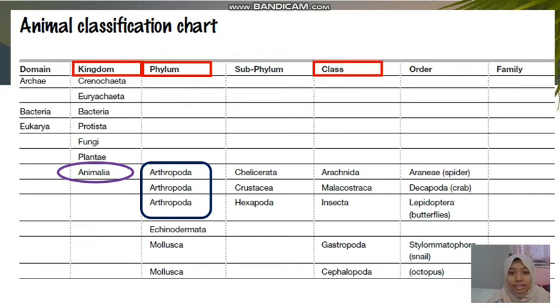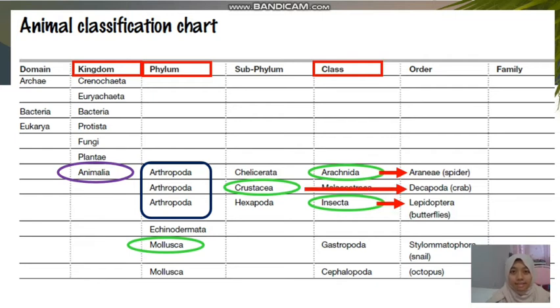Go to the class. There are three classes of animals that don't have a backbone. First, Insecta, Arachnida, Crustacea. Mollusca is also an animal without a backbone. Now these are the examples that you have learned before. Butterfly is the example of Insecta. Spider is the example of Arachnida. Crab is the example of Crustacea. And the last one, snail, is the example of Mollusca.